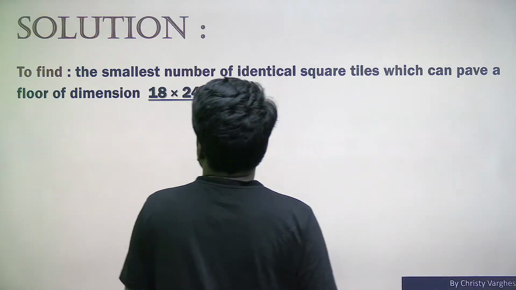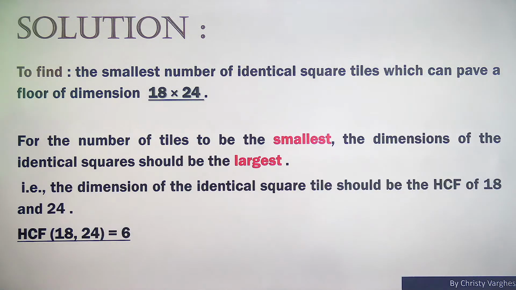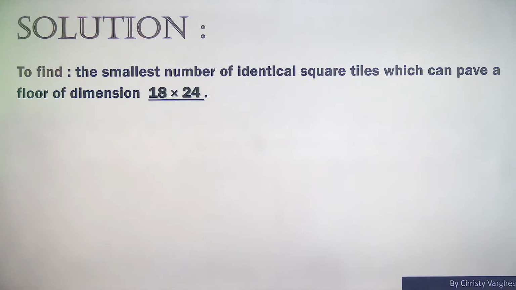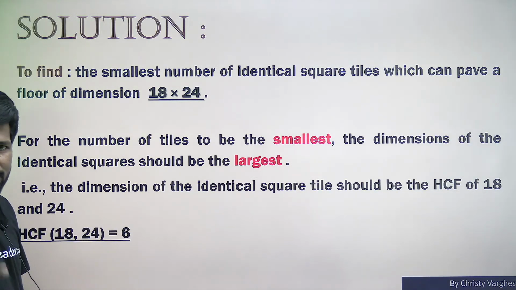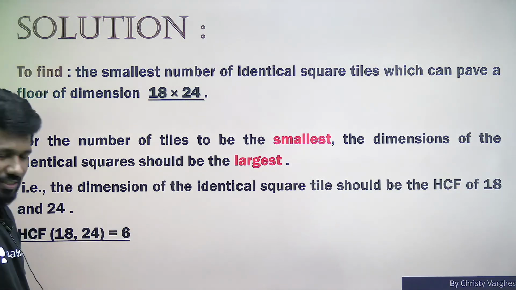Okay. So the smallest number of identical tiles we need to find. For that, as I told, we need the smallest number of tiles. इसलिए square tiles का dimension maximum होना चाहिए. इसलिए वो dimension highest common factor of 18 and 24 होना चाहिए. Just like I explained in the previous question. Highest common factor of 18 and 24 6 है ना.